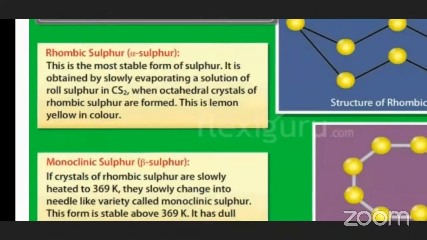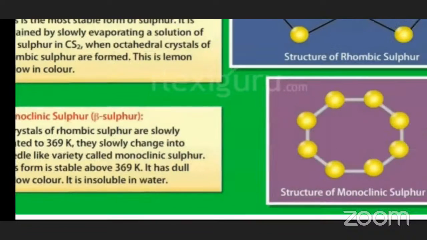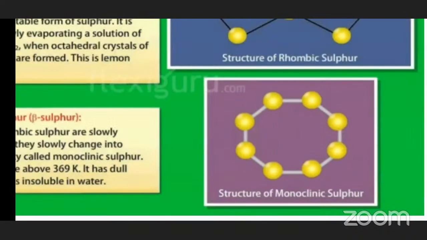Then the second one is monoclinic sulfur. This is also called beta sulfur, whereas rhombic is called alpha. Monoclinic is called beta sulfur. The beta sulfur contains a structure that looks like this. This is called beta sulfur.